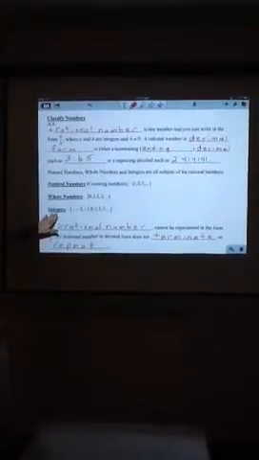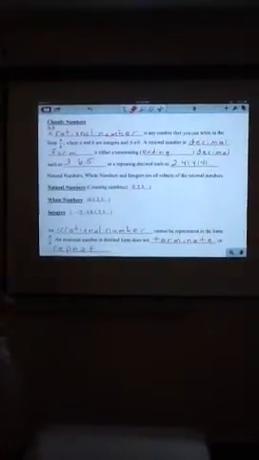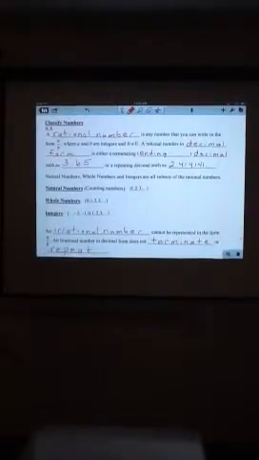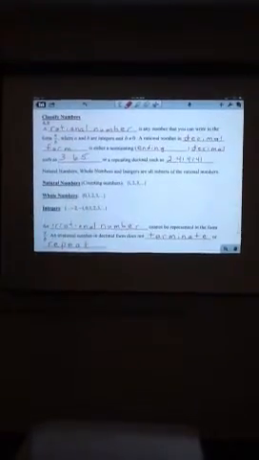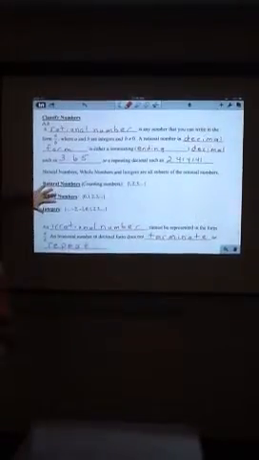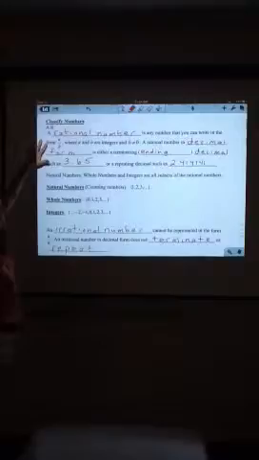And then the third subset are the integers. Integers are the natural numbers, but they also include the negative numbers. So this goes on forever in the negative direction as well as the positive direction. Okay? These are all types of rational numbers. Remember, they're all subsets. So if you have a number that's an integer, it's also a rational number.